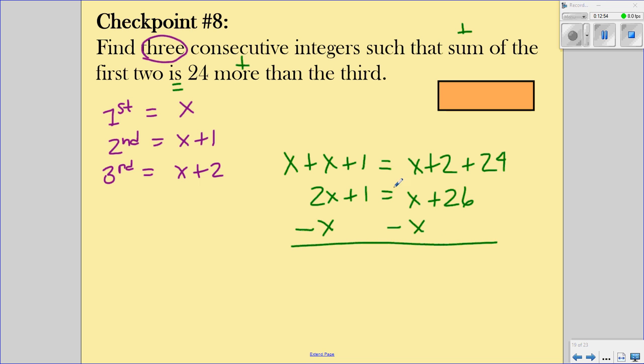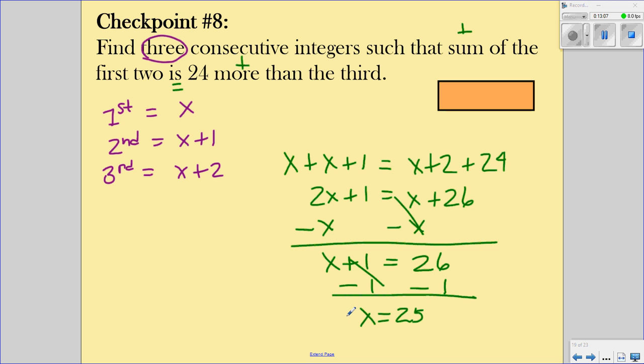So by subtracting, and then bring the coefficient to the other side. So I'll do that by subtracting. And I'll get 25 for x. And I plug it back in because I need to find out what the 3 numbers are that are in consecutive order. So 25, 26, and 27. And then I move that.